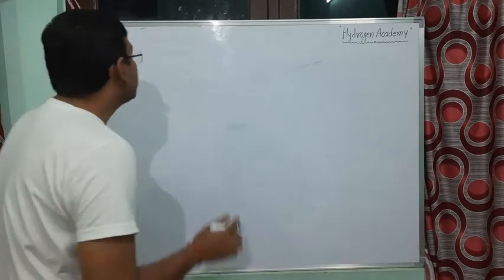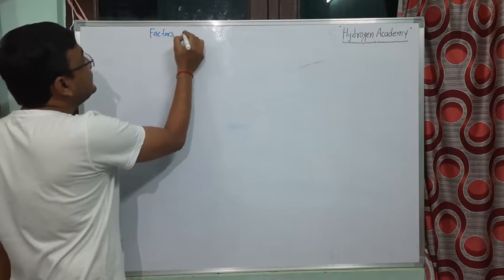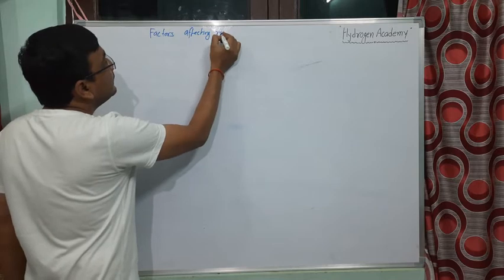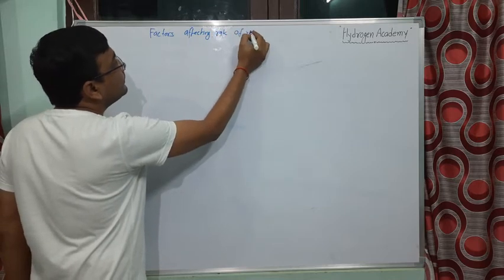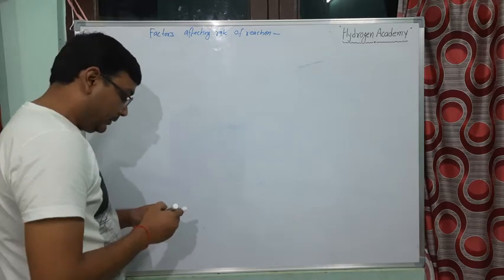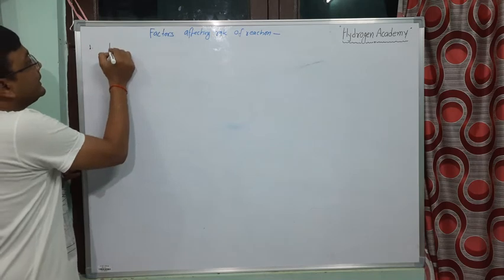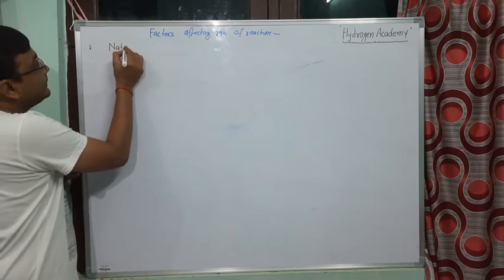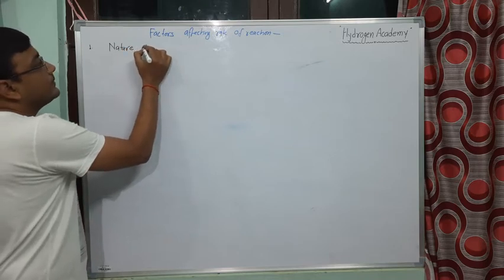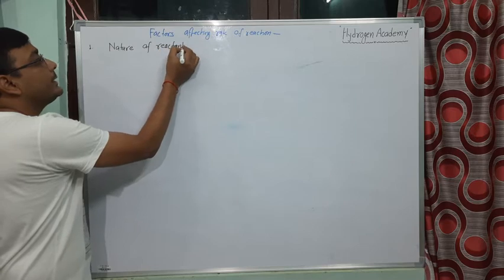So write here: factors affecting rate of reaction. So first factor is nature of reactants. Nature of reactants.